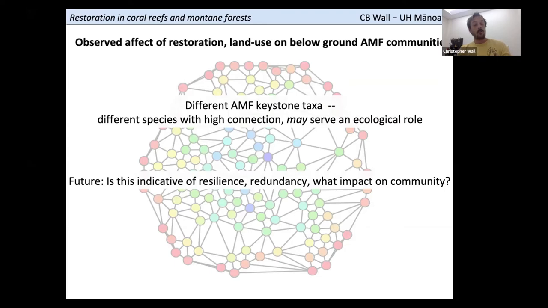And that's really important for us to consider: how are we supposed to facilitate these networks or facilitate the recruitment of species if you have different symbiont pools that could lead to different species taking hold or helping different plant hosts? So future work on this is really to understand what the consequence here is. Is it really due to some sort of functional redundancy? Are these different keystones doing similar things? What's the impact of them on the community overall? And so that's work to be done by somebody else.